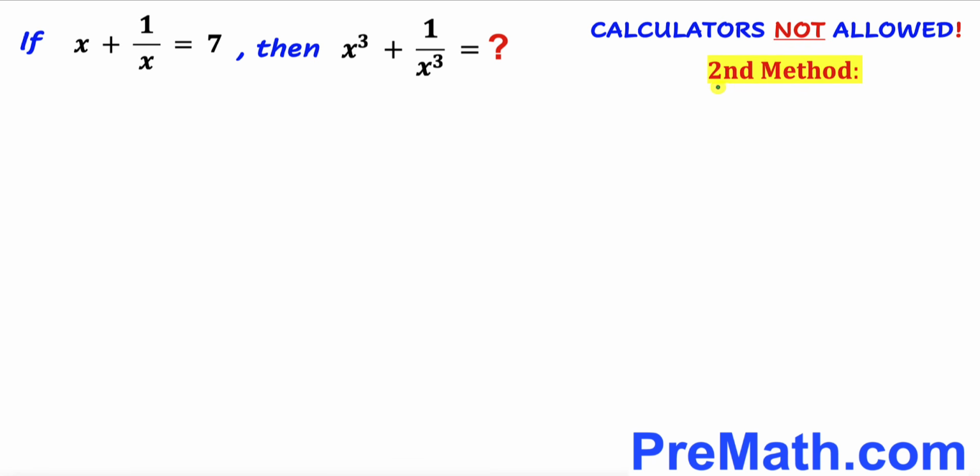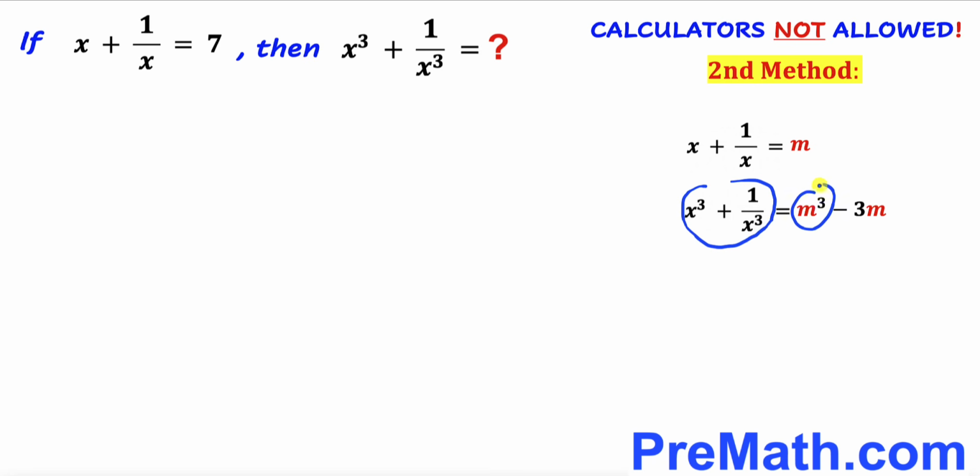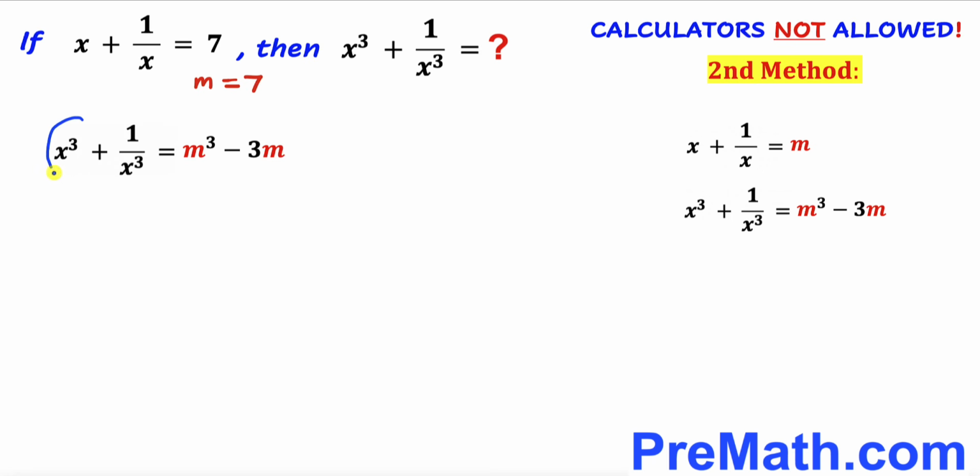And now I'm going to share with you the second method as well. And here's our direct formula that we can plug into. If x plus 1 divided by x value is m, then x power 3 plus 1 divided by x power 3 value is going to be simply m power 3 minus 3 times m. And here in our case, our m value is 7. Then our x power 3 plus 1 divided by x power 3 value is going to be simply, I'm going to replace this m with 7 over here, and likewise I'm going to replace this m with 7 as well.